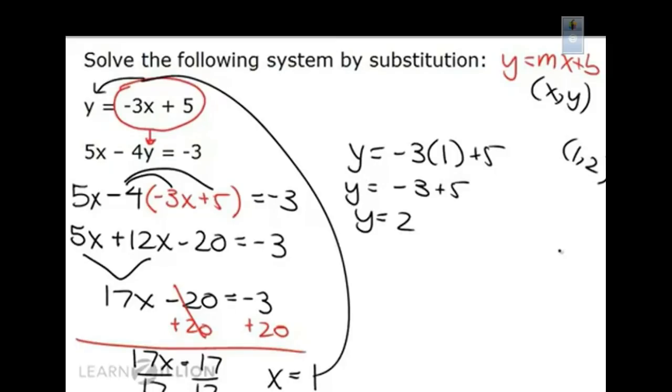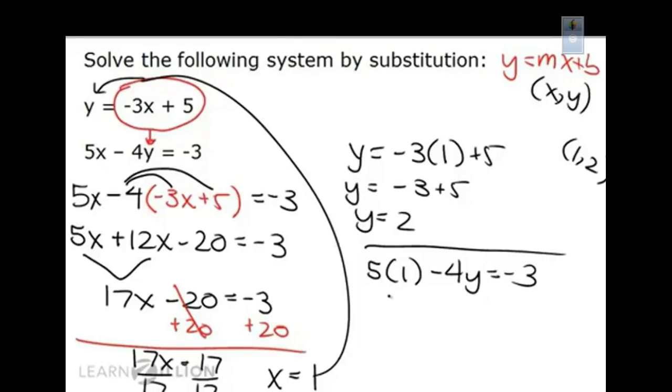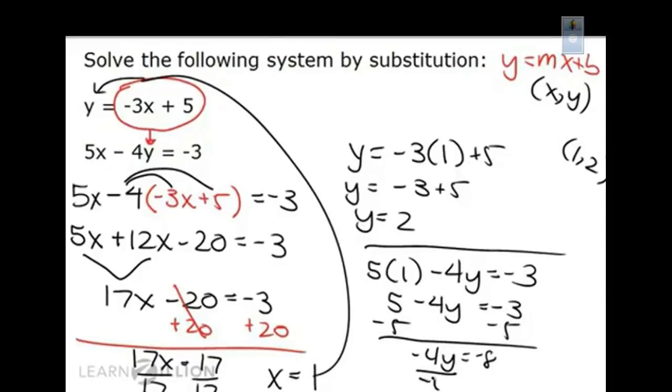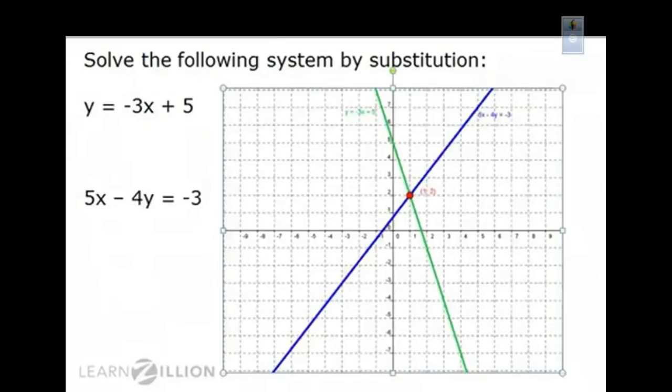Now, if you want to, we can actually substitute it into the second equation. Let's just try it, to show you that it works no matter what equation you use. Again, substitute 1 for x over here. 5 minus 4y equals negative 3. Subtract 5. Negative 4y equals negative 8. Divide by negative 4, and y equals 2. So again, it doesn't matter where you plug in, it works for both of them.